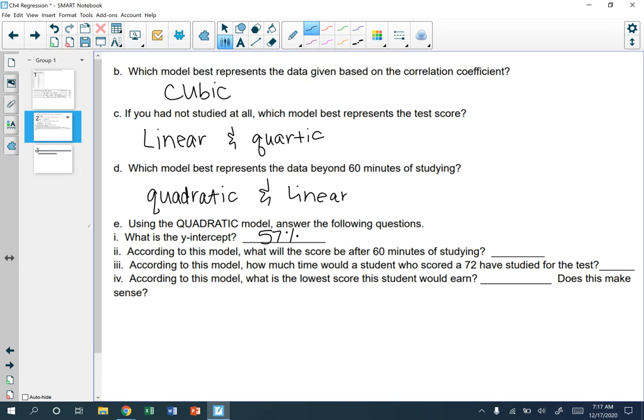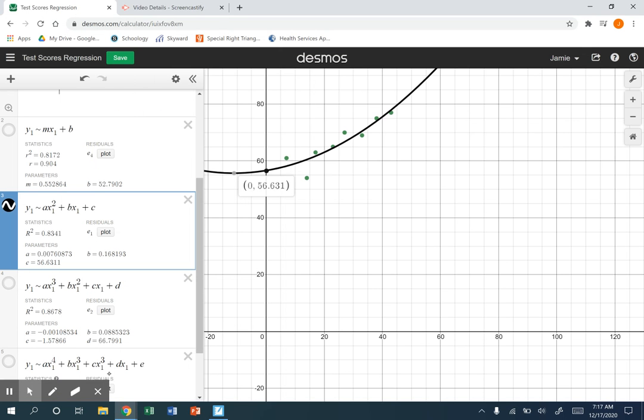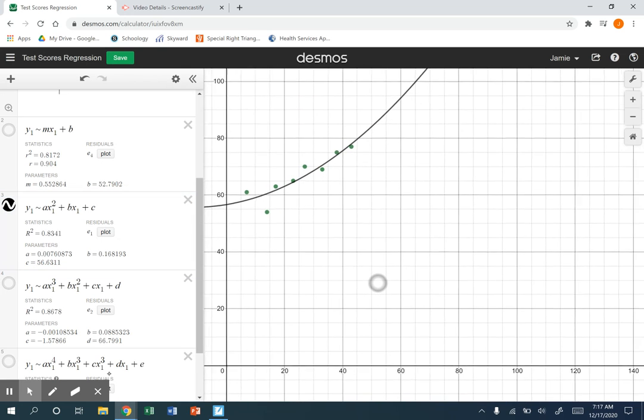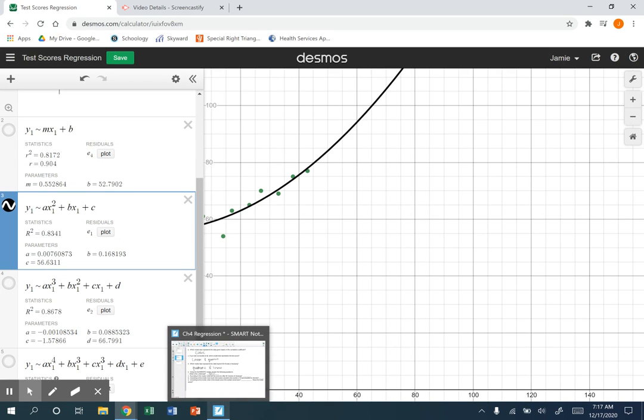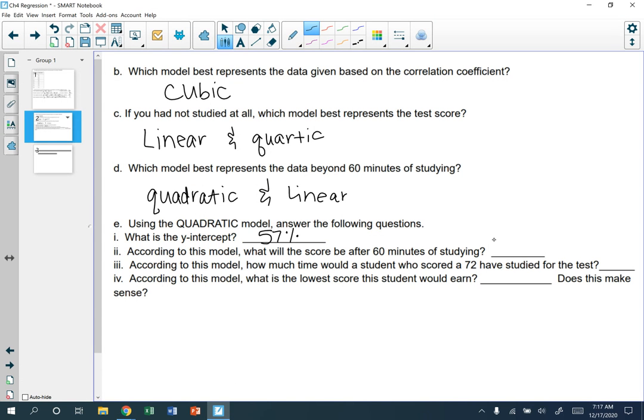According to this model, what will be the score after 60 minutes of studying? So we go back to 60 minutes, and then we need to find what that is, right? After 60 minutes, they can expect to get a 94% or better, right? Because if they're going to be doing it more than 60, so it would be greater than or equal to 94%.